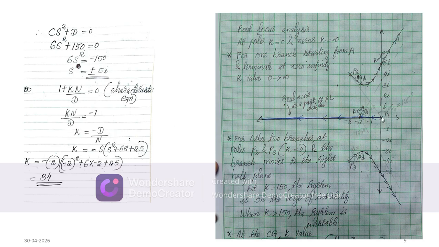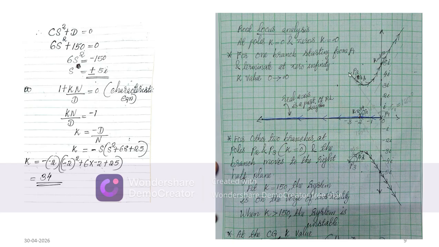So we can say at poles, k value will be 0. At zeros, k value will be infinity. So when you look at this branch, k equal to 0 here, and the k value increases, and when it reaches infinity, k is infinity. So here all the roots lie on the left half plane. So therefore the system is stable.